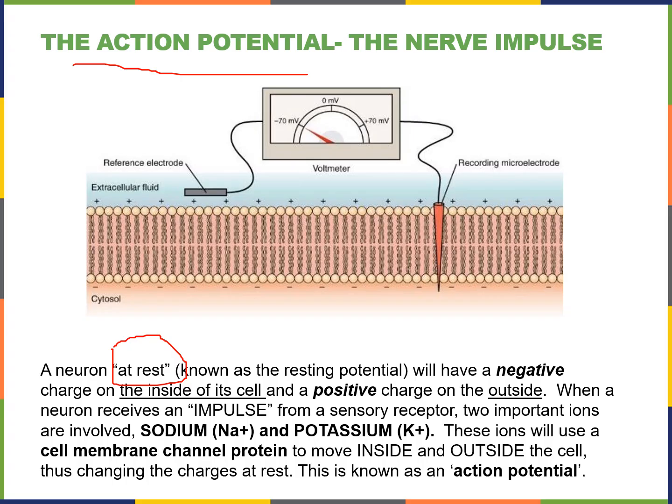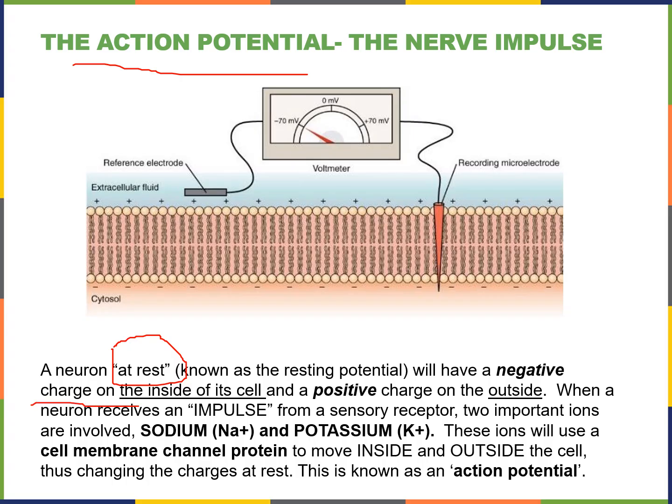I don't want you to get too concerned with the image that's here. The other images are more important for you to understand. So I'm going to read what's on the slide and emphasize a couple of points. A neuron at rest, known as the resting potential, will have a negative charge on the inside of its cell. This is very important to know.